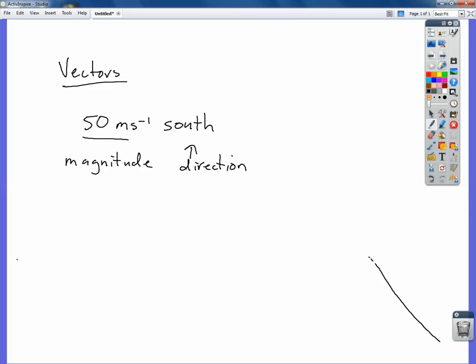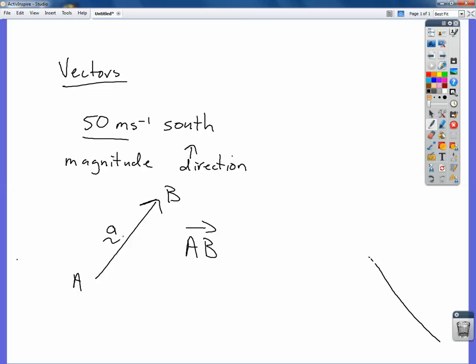We would normally represent a vector as an arrow. So here's a vector going from A to B. So we can represent that as AB with a little arrow over the top, or sometimes we'll represent that as vector A with a tilde. So a vector always has a magnitude and a direction.